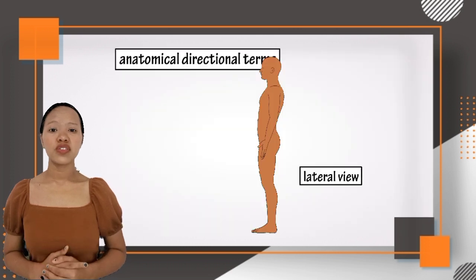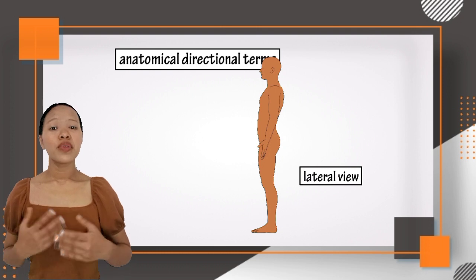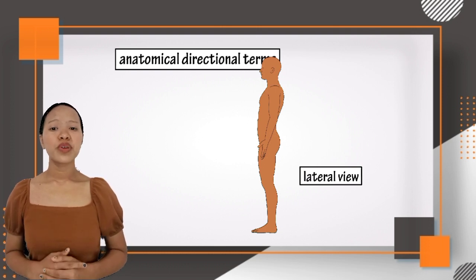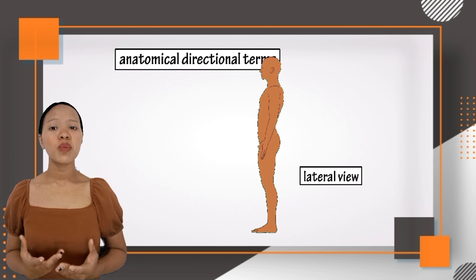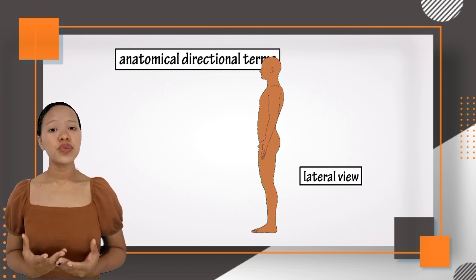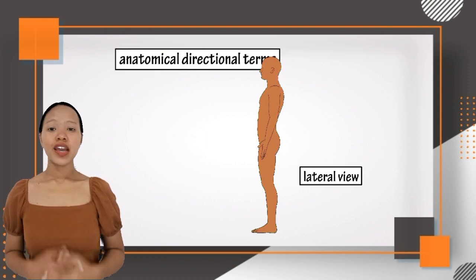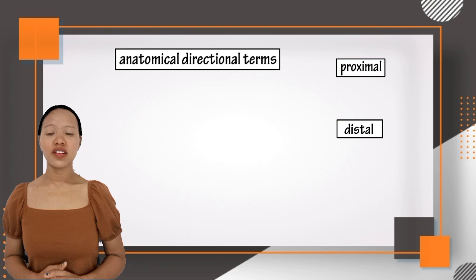Lateral can also be used to describe how you are looking at the body. The body will always be in reference to the anatomical position. It can be viewed from a lateral view, meaning looking at the body from the side. Next is proximal and distal.